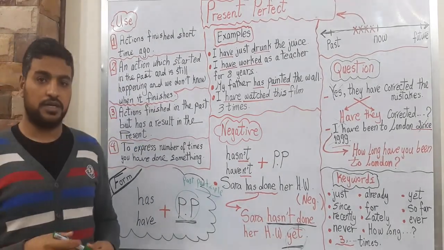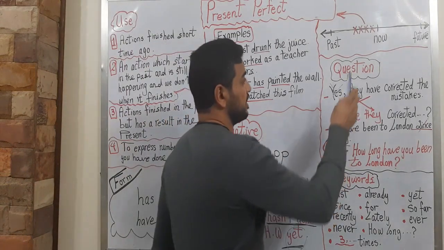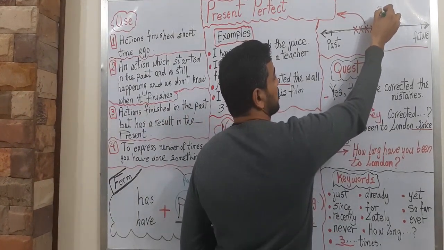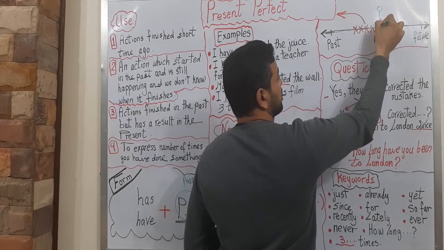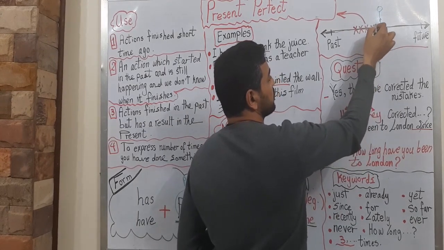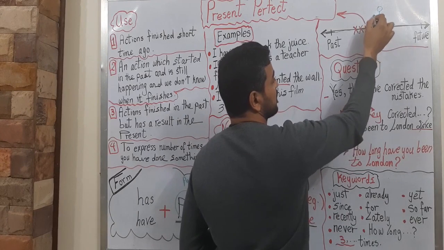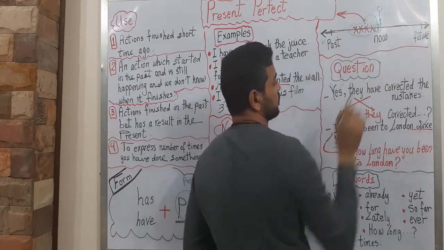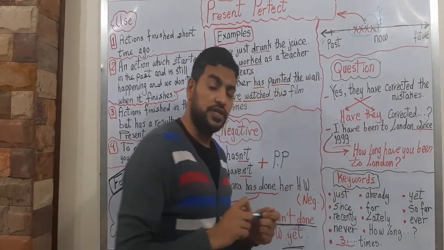Okay, so look at this diagram, this line here. I am here. And what preceded the present is what is present perfect. This is present perfect, okay? And this is past and this is future, okay? Let's move to the question.